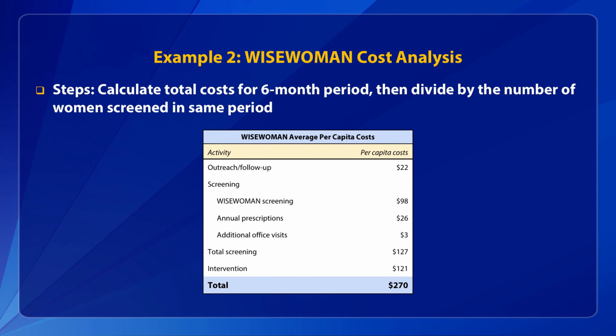Here are the final results of the WISEWOMAN programmatic cost analysis. The authors estimated that outreach required $22 in expenditures per woman enrolled in the 6-month intervention period. Screening cost $127, and the intervention sessions cost $121. Therefore, the final average cost analysis showed that the WISEWOMAN intervention cost $270 per woman.